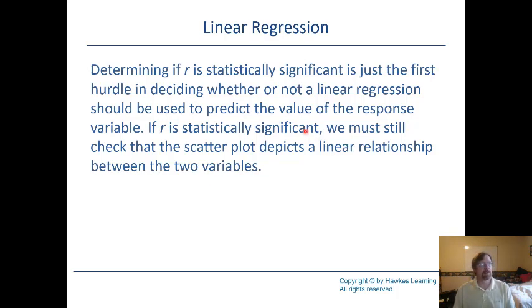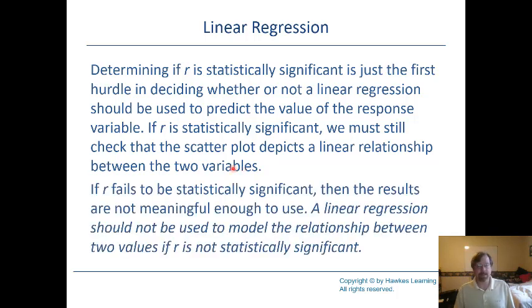Like we talked about in the last section, we can see if the correlation coefficient is statistically significant, and if we can use a linear regression to project it. If it is, we still need to look at the scatter plot and see if it's a linear relationship. If it's not statistically significant, the results are not going to be meaningful. If you do a linear regression, it's going to be meaningless because, yeah, it's going to give you an equation, but it's not going to tell you anything because the R value is not significant.